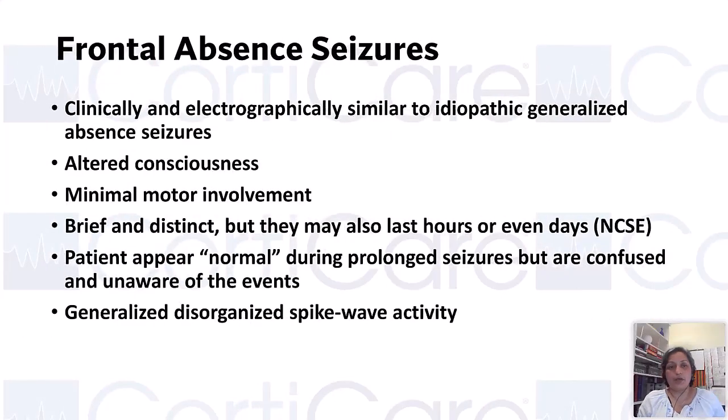Frontal absence seizures. Now these seizures, actually there is no difference between the frontal absence seizures versus generalized absence seizures. Consciousness is altered. This is the category of seizure where there is minimal motor involvement. These seizures are brief, distinct, and they can even last for hours and days, so can lead to non-convulsive status epilepticus. Patient appears normal, as if nothing is going on, but they are confused. However, they are unaware of the events during frontal absence seizures. And the EEG looks just like generalized absence seizure, 3 Hz spike and wave activity.